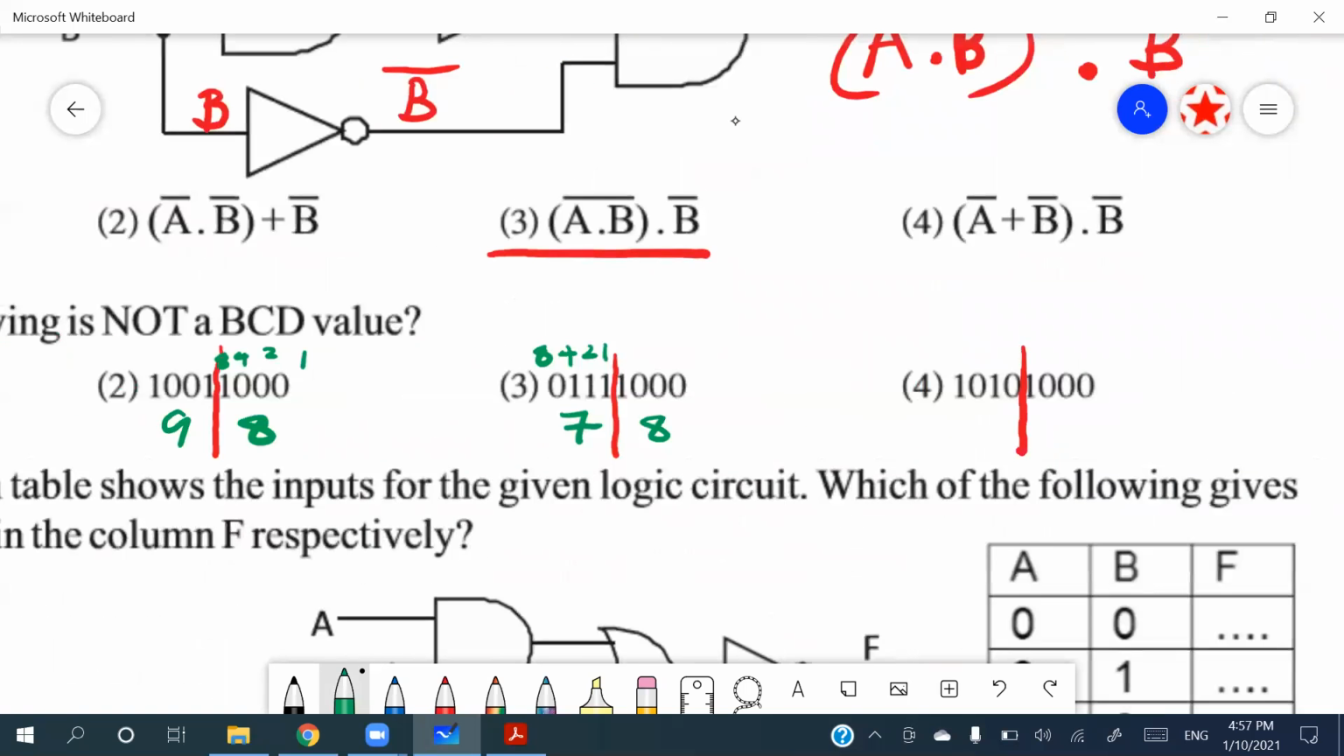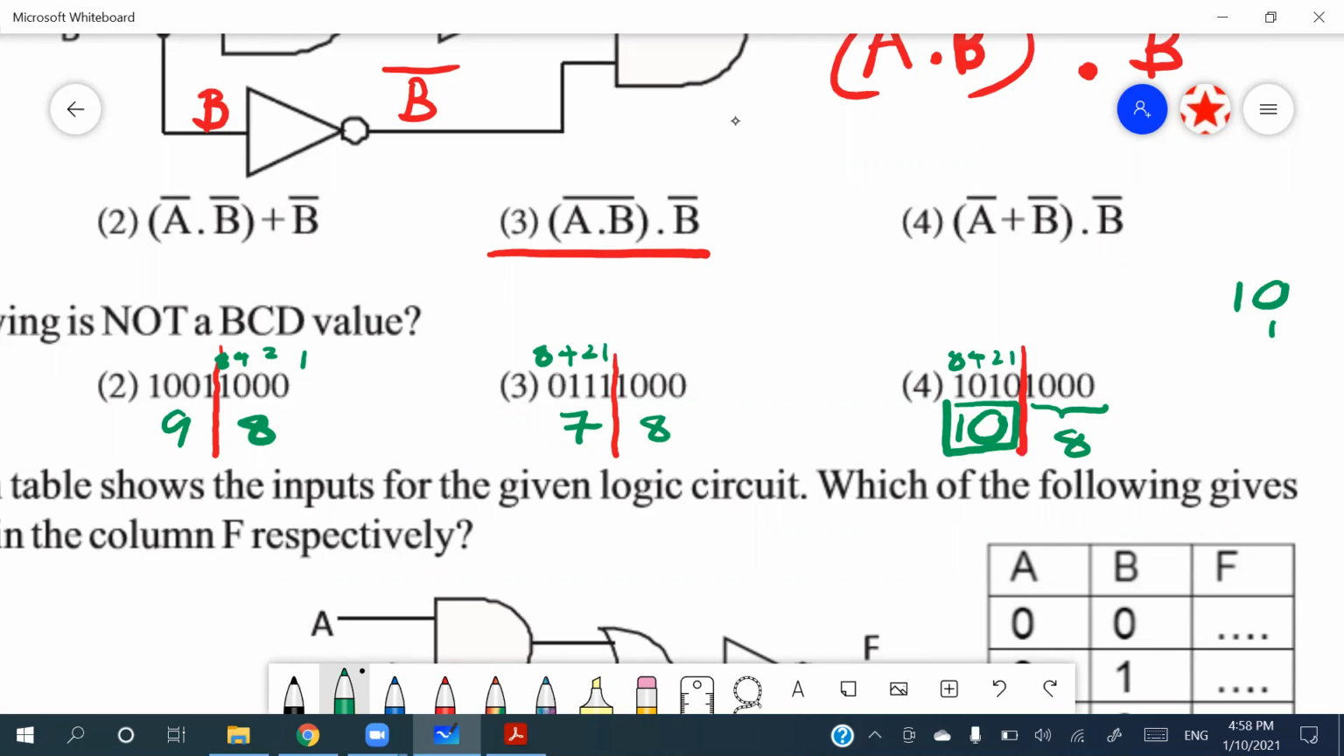So obviously it's going to be the fourth one, because the first part represents 8, and this represents 10. 1, 2, 4, 8. So this represents 10. 10 is a value which is not represented by the BCD. If you want to represent 10, you have to represent 1 separately and 0 separately, right?